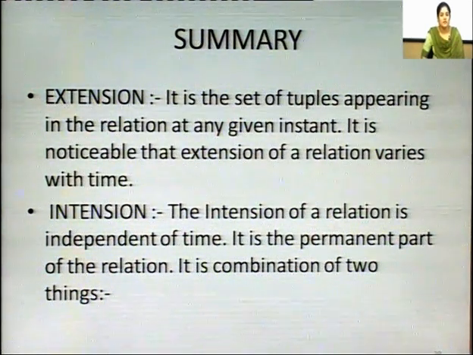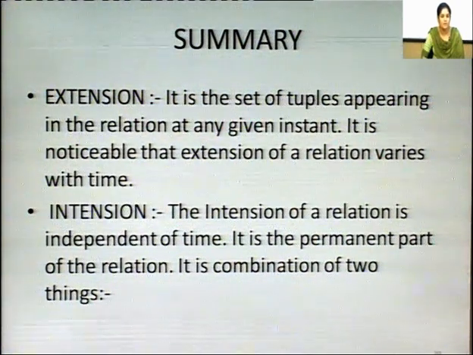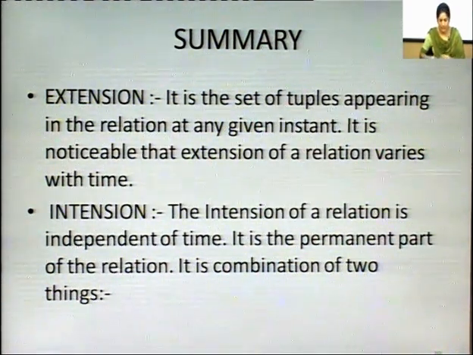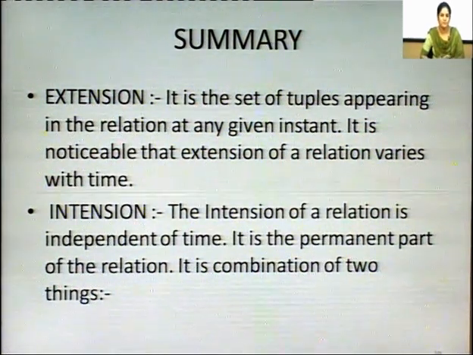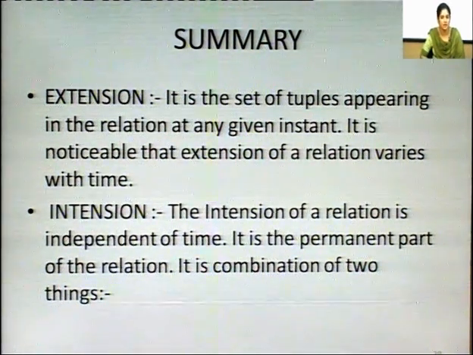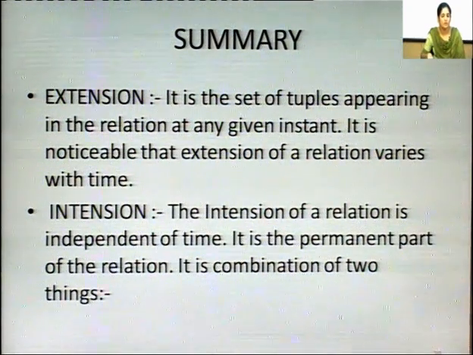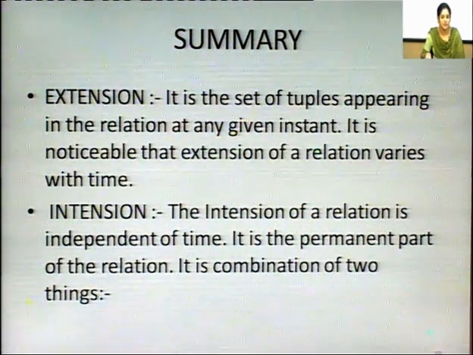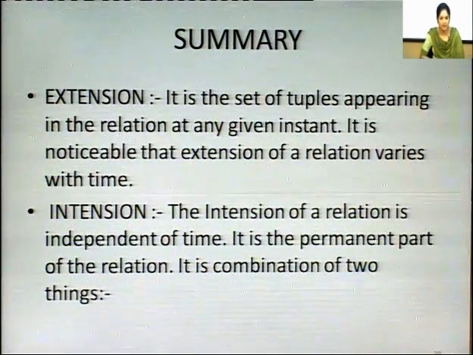Extension is the set of tuples appearing in the relation at any given instant. The number of rows present in a relation is known as the extension. The other thing is intension. The intension of a relation is independent of time, because it is the permanent part of the relation. It is a combination of two things, naming structure and integrity rules. Naming structure consists of the name of the relation and attribute names, and integrity rules specify the various types of constraints which are to be applied on the data which is to be entered in the database.